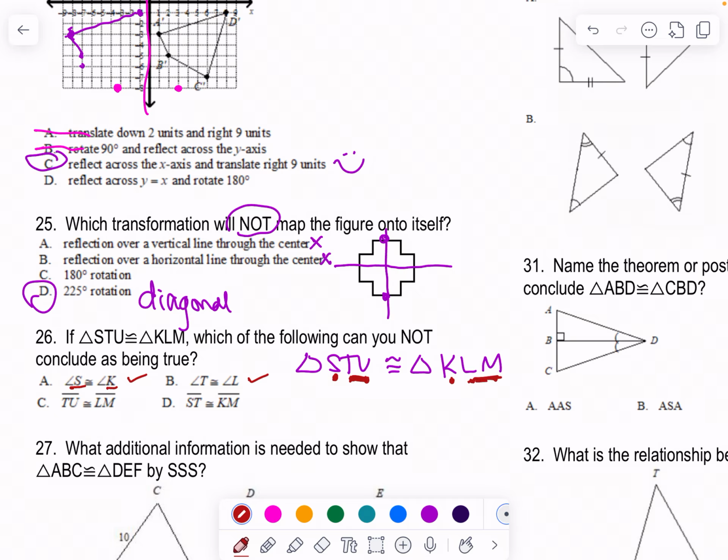And then let's check if we said ST, those first two. Does it go with KM? No, because that's like the first and the last. So the one that does not match, that one is okay, is D. Because you can't have the first two going with like the first and the last.